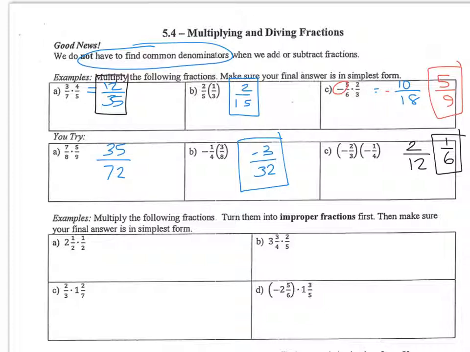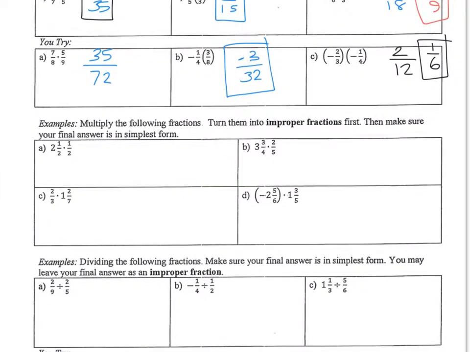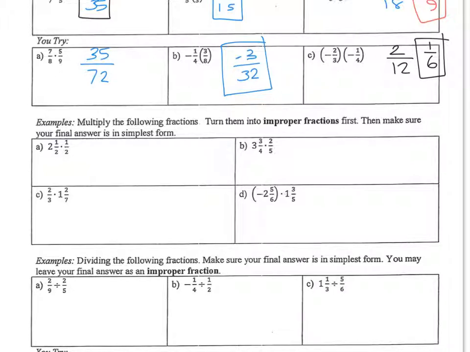Okay, if you're going to multiply two mixed numbers, you have to turn them into improper fractions first. So remember, to turn into an improper fraction, you do 2 times 2 plus 1. 2 times 2 plus 1 is 5, and you keep the denominator the same. So it's 5/2 times 1/2, which is 5/4. Can't be reduced.